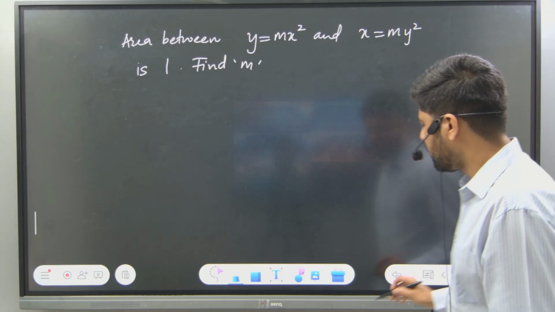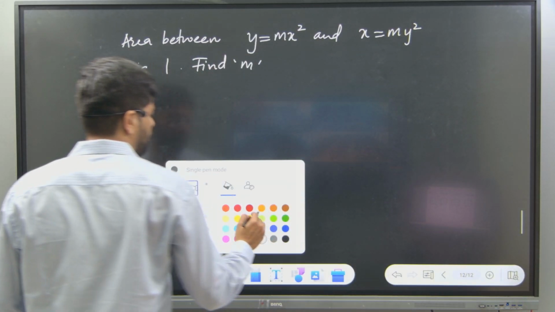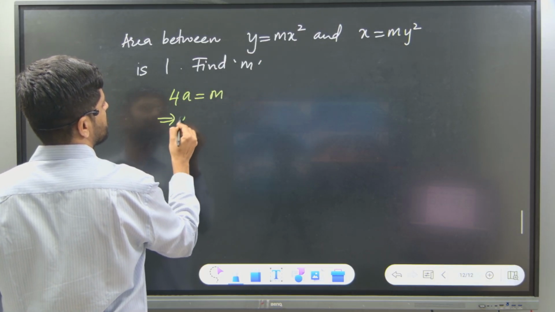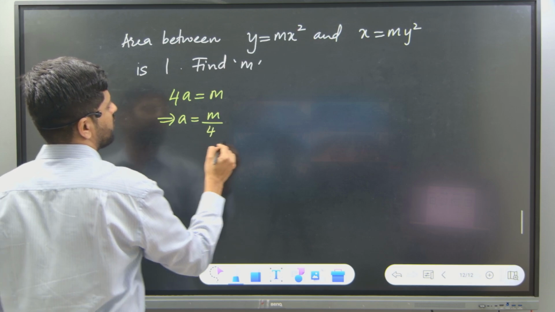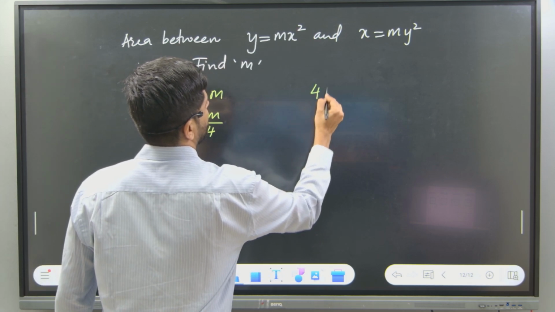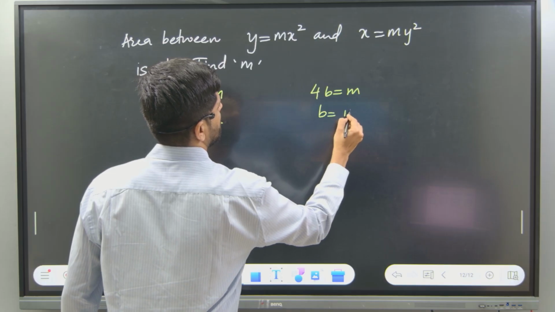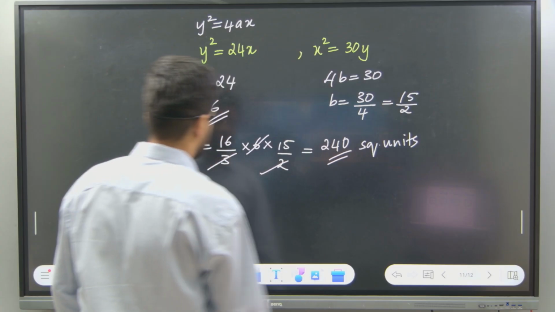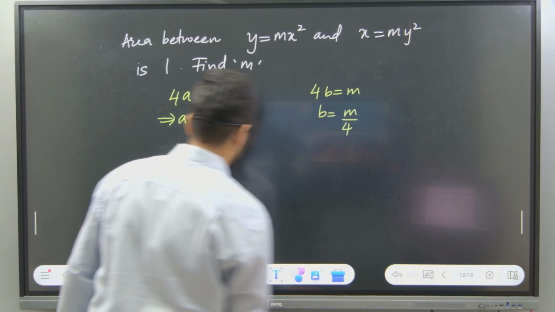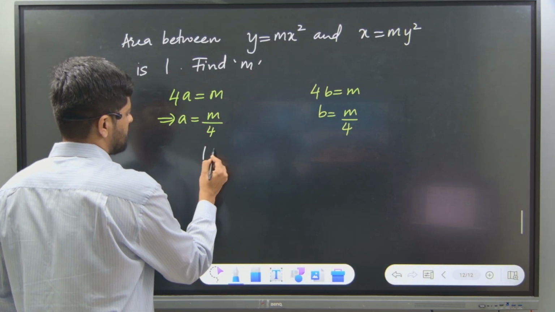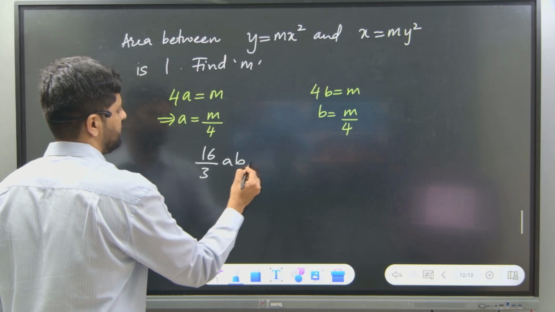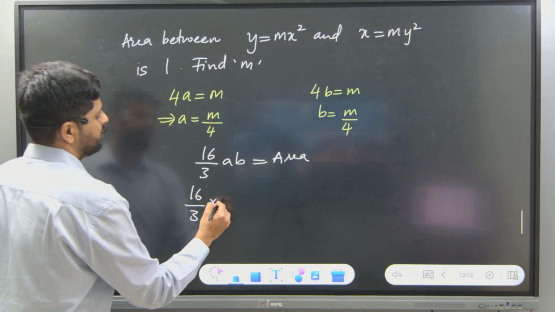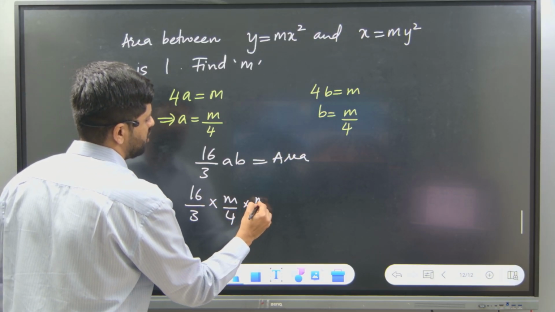Area is 1. How much is A? 4a is equal to m, so A is m by 4. Similarly, 4b is m, so B is also m by 4. What do I know about the formula? The formula is 16 by 3 AB, and that is your area. So 16 by 3 into m by 4 into m by 4.